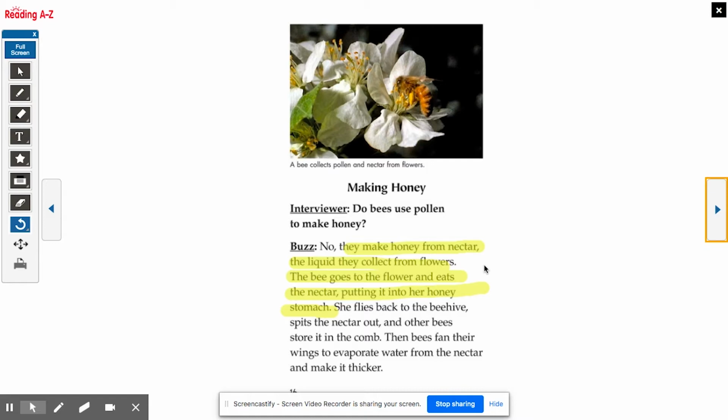Do bees use pollen to make honey? No, they make honey from nectar, the liquid they collect from flowers. The bee goes to the flower and eats the nectar, putting it into her honey stomach. She flies back to the beehive, spits the nectar out, and the other bees store it in the comb. Then bees fan their wings to evaporate water from the nectar and make it thicker.